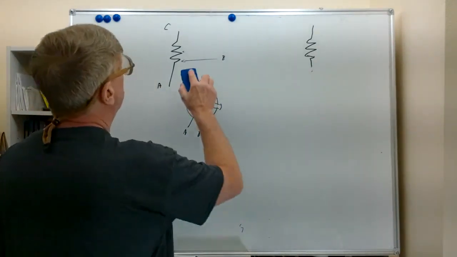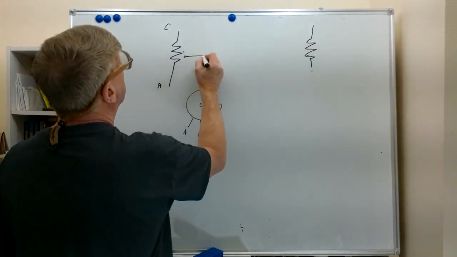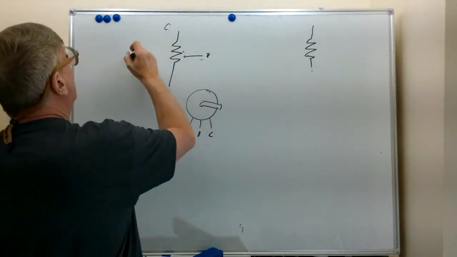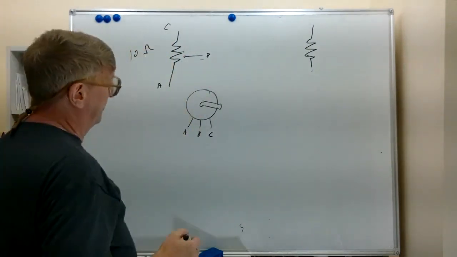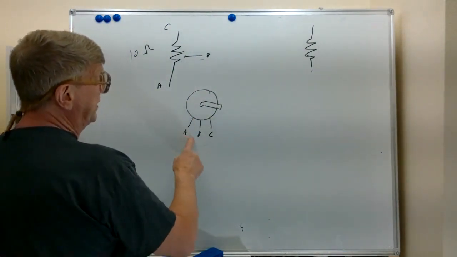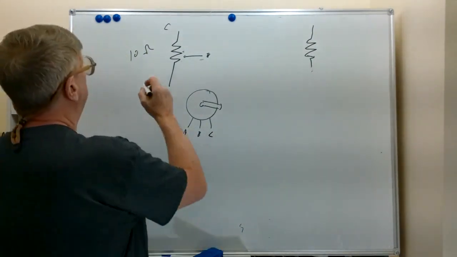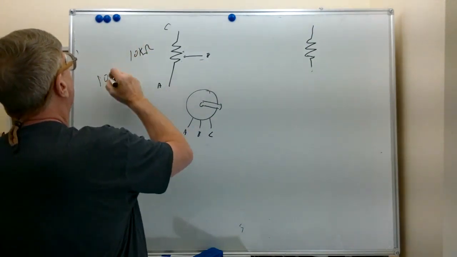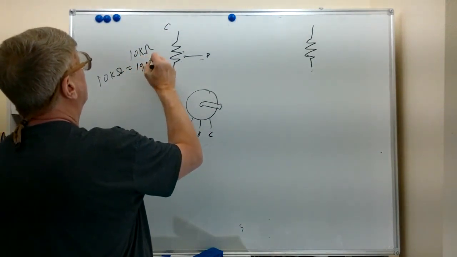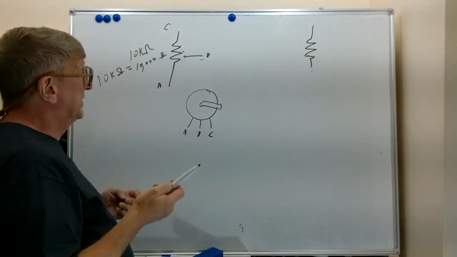If we go a fourth of the way here, say this was a 10, let's call this a 10K variable resistor. At a fourth of the way, we would have about 2,500 ohms from A to B and about 7,500 ohms from B to C. And 10K ohm is equal to 10,000 ohms. Again, the K, kilo, indicates times 1,000.